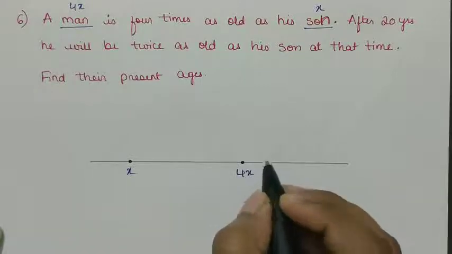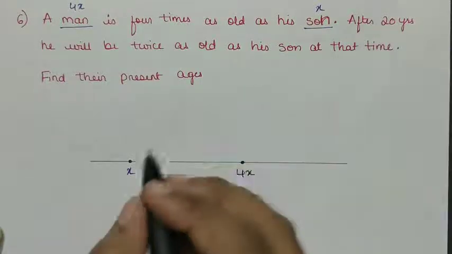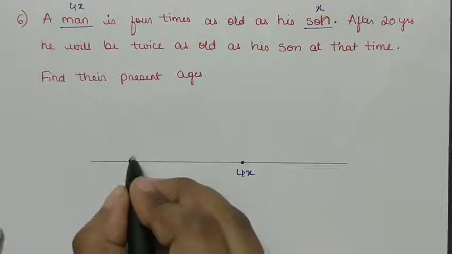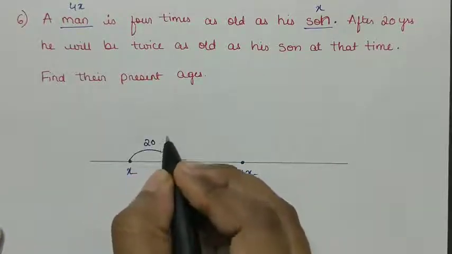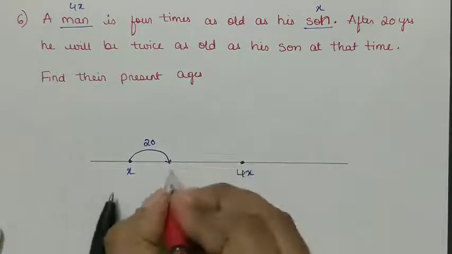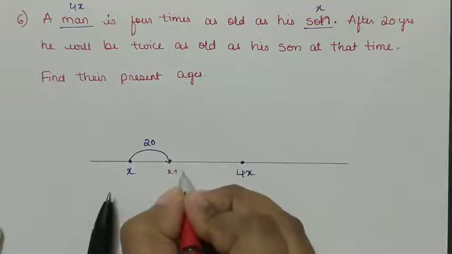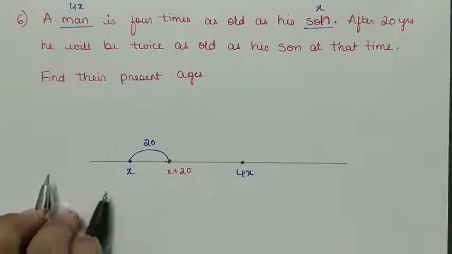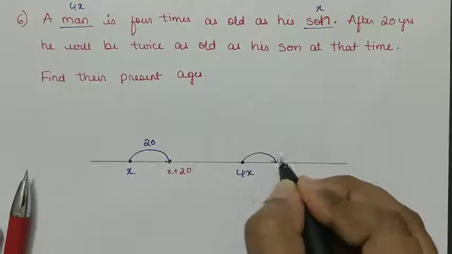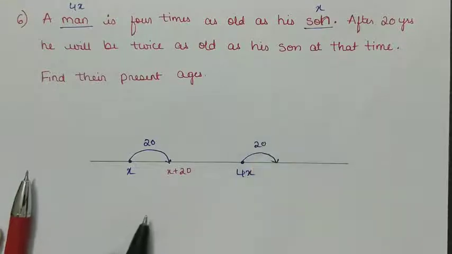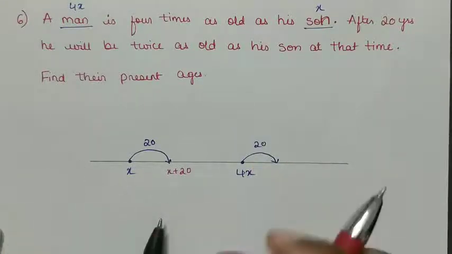4x. After 20 years, the age of the son will be x plus 20. After 20 years, the age of man will be 4x plus 20.